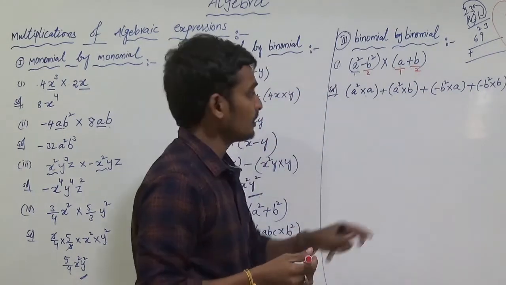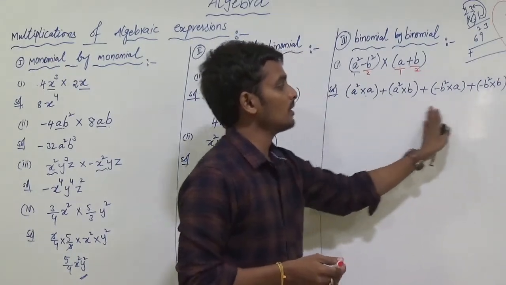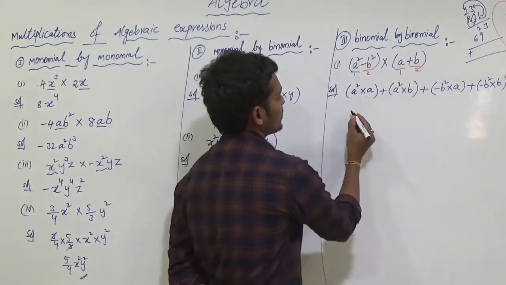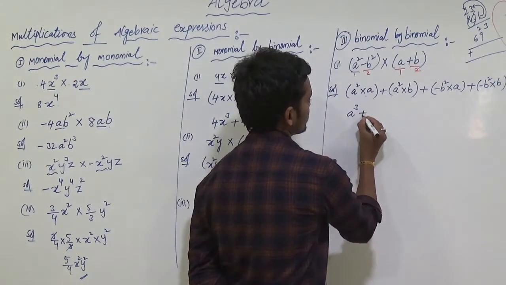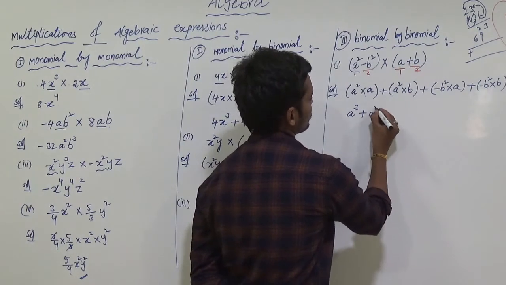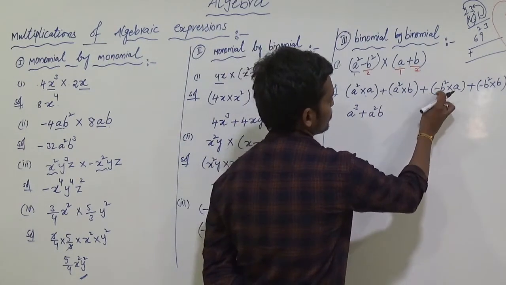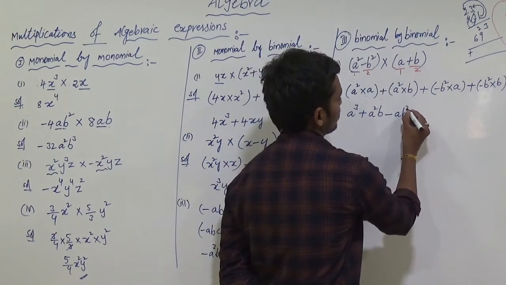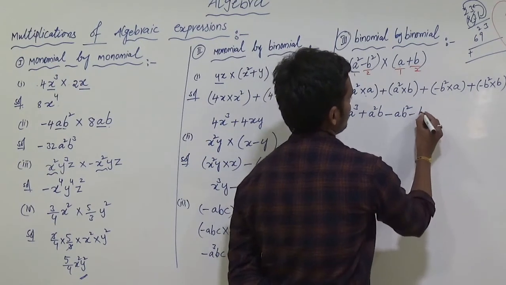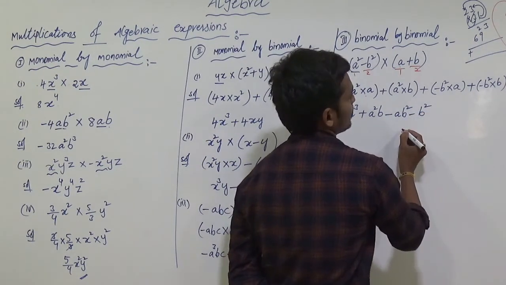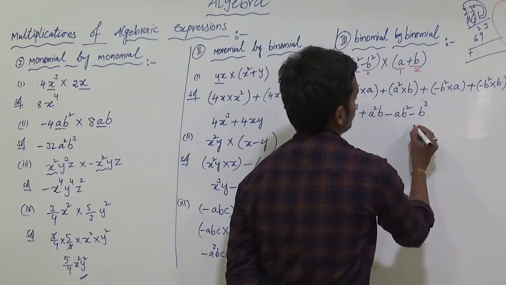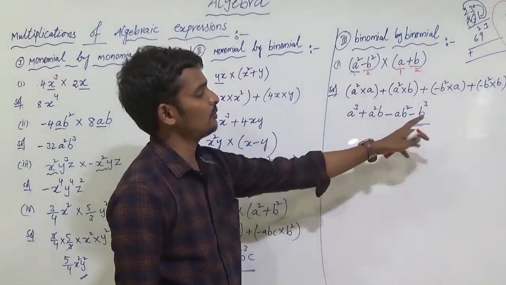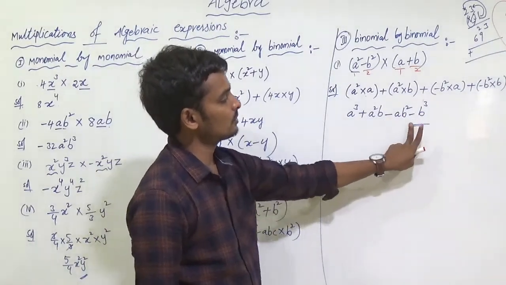Now we are multiplying. That means we are getting four monomials into monomials. We can multiply easily. a square into a is a cube, plus a square into b is a square b. Here the symbols: plus into minus, b square into a is a b square. Here plus into minus b square. So b square into b is b cube. Is there any like term in this question? a cube, there is no like term. a square b, no like term. a b square, no like term. So this is the answer.